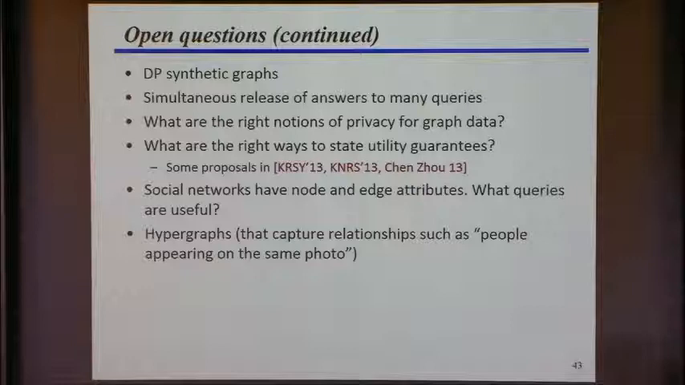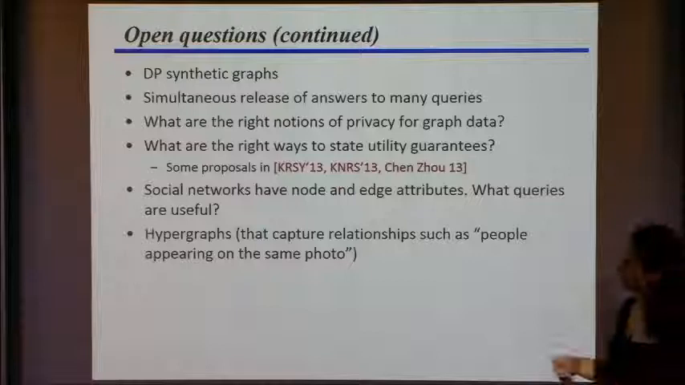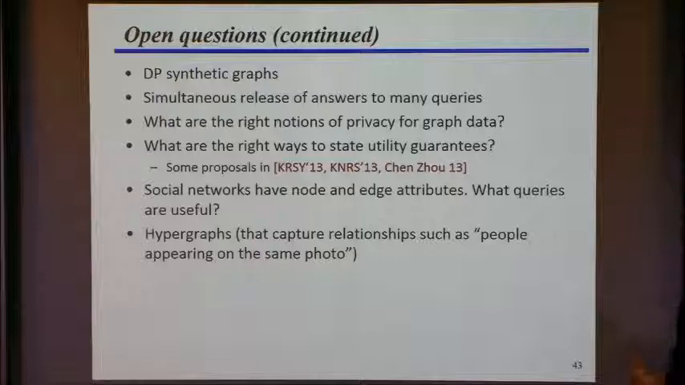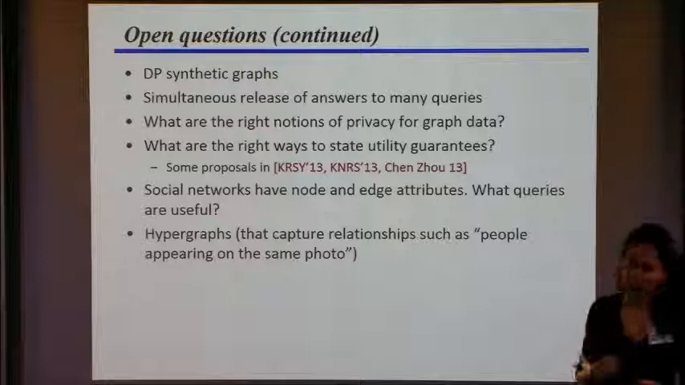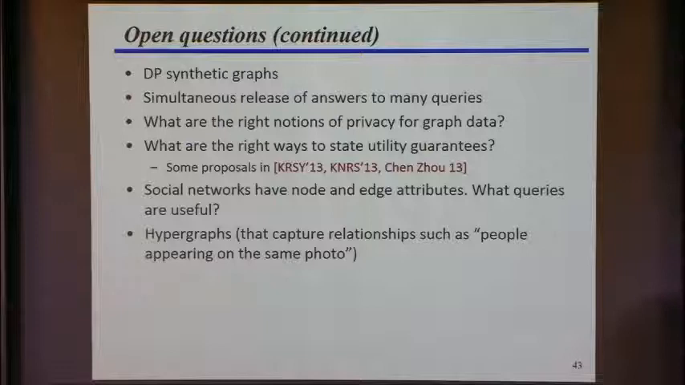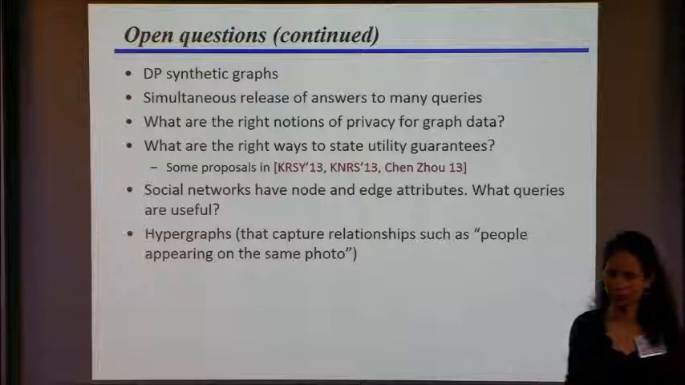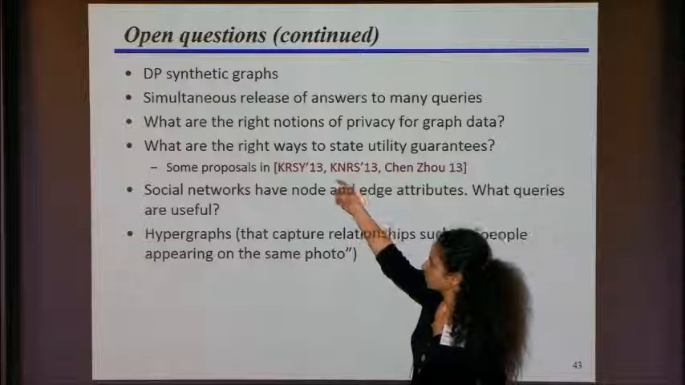People are starting to analyze the utility guarantees for subgraph counts. It's challenging because these mechanisms are not doing well in the worst case. So you have to think about how to phrase that they're doing well for real graphs, and in which sense they're doing well, either in an absolute sense or with respect to some local sensitivity measures, like down sensitivity.